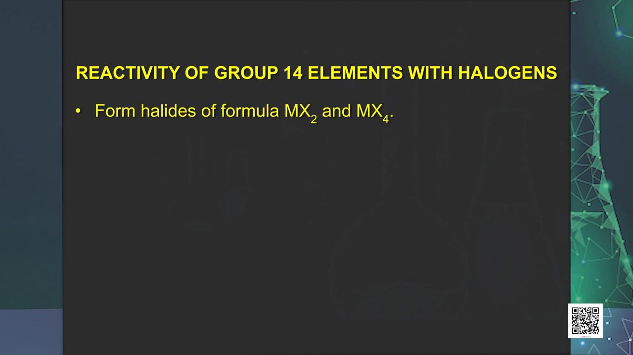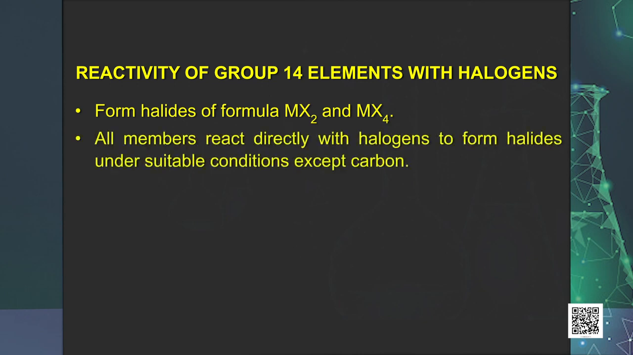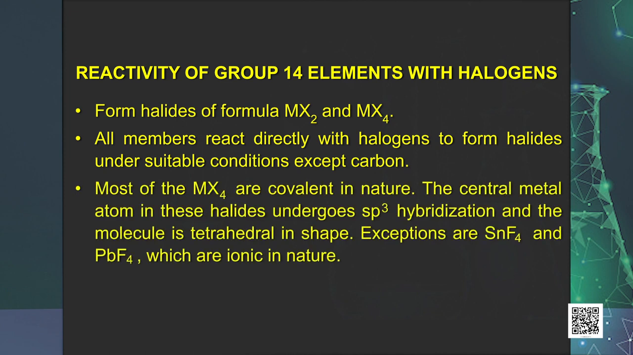The elements of group 14 can form halides of formula MX2 and MX4. All members react directly with halogen to form halides under suitable conditions except carbon. Most of the MX4 are covalent in nature. The central metal atom in these halides undergoes sp3 hybridization and the molecule is tetrahedral in shape. Exceptions are tetrafluorotin and tetrafluorolead, which are ionic in nature.